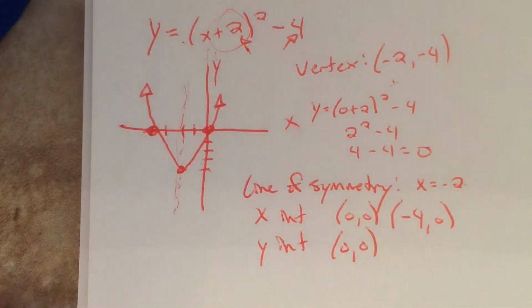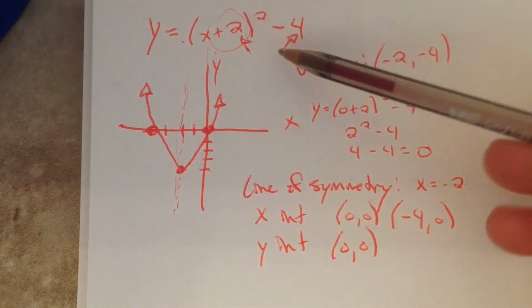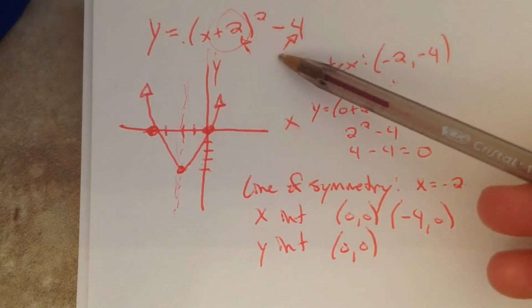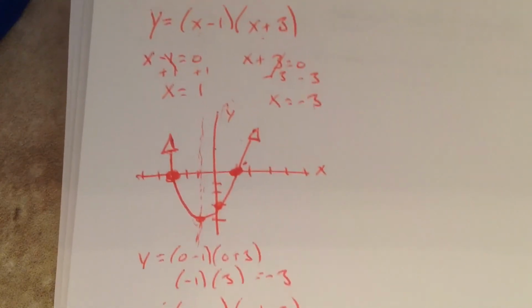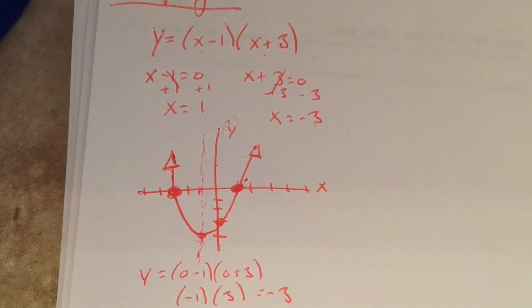And so depending on the form we're given the graph in, either vertex, or earlier we saw factored form, we can find the same pieces of info, it's just displayed in a little bit different manner.